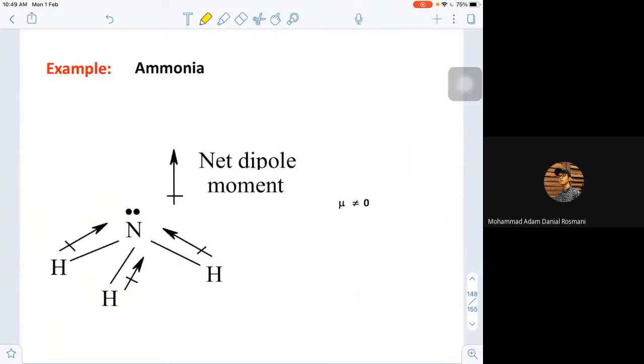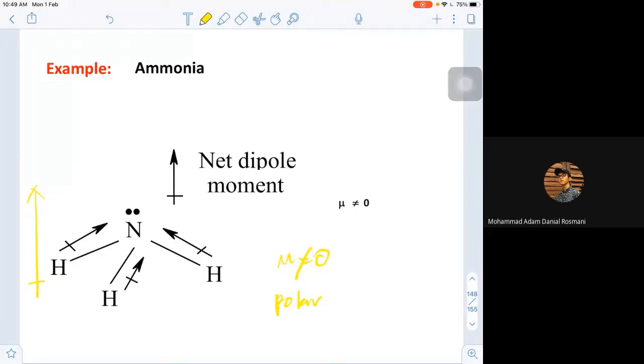If we have ammonia, ammonia has a trigonal pyramidal shape. Remember, trigonal pyramidal shape. In which nitrogen and hydrogen, nitrogen is more electronegative, makes the bonds all polar, and the dipole moments are moving towards nitrogen. When these three combine, the resultant dipole moment of this molecule is upward. So when mu is not equal to 0, the molecule is a polar molecule.